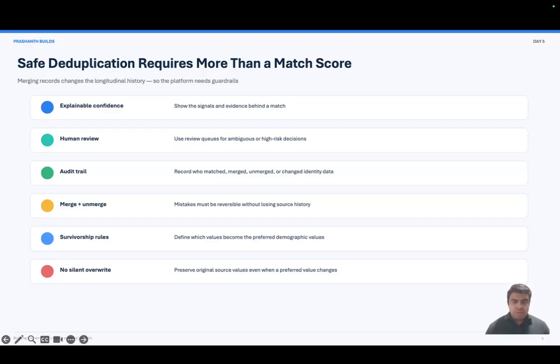We also need survivorship rules, meaning rules that determine which demographic value becomes the preferred value when multiple sources disagree. But I would never silently destroy the source values. The platform should preserve what every source originally sent.